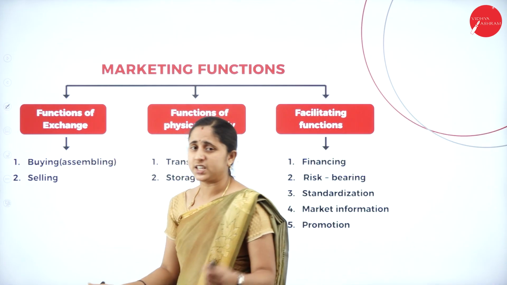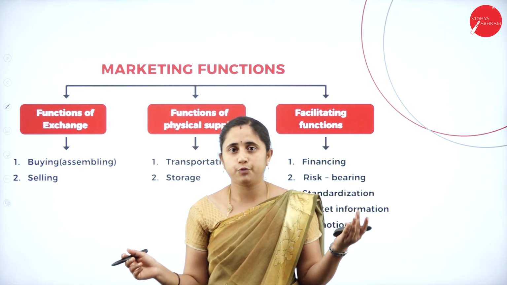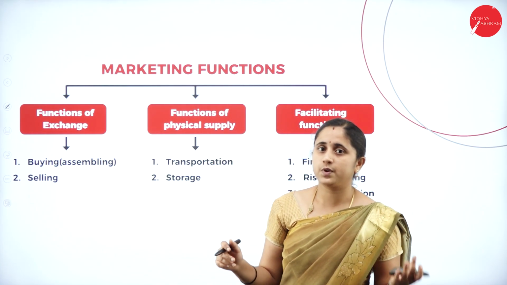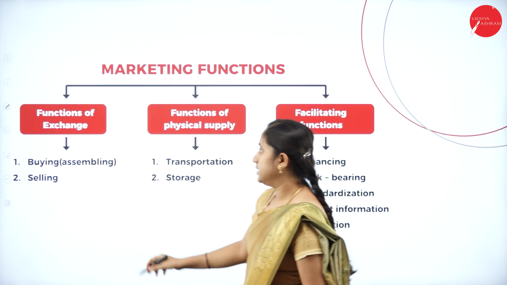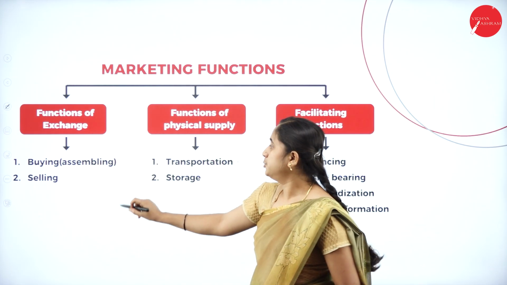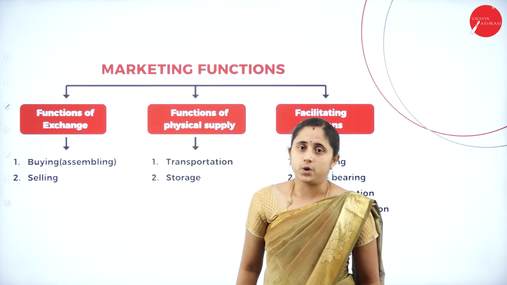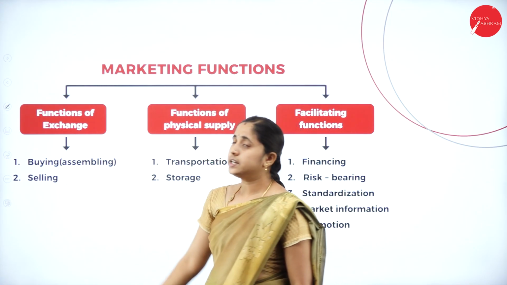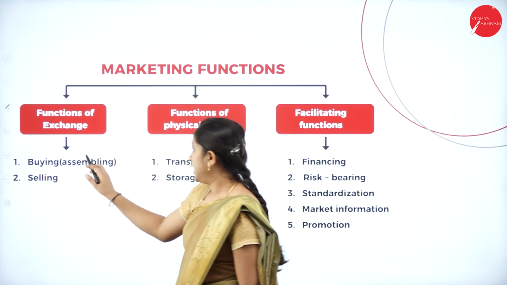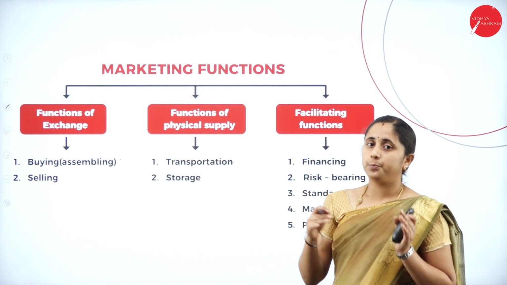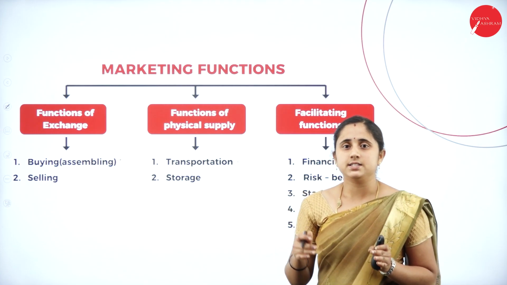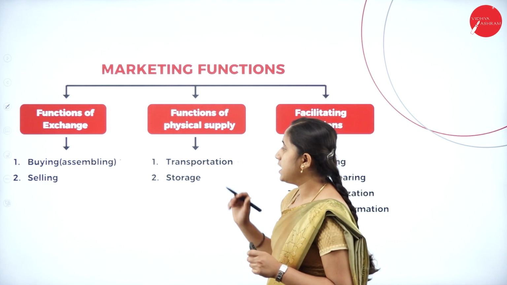First, function of exchange. Exchange means transfer of ownership, or transfer of goods, between the buyer and seller. So it is further classified into buying and selling process. First, buying or assembling. After you purchase any assets or raw material, you need to assemble.